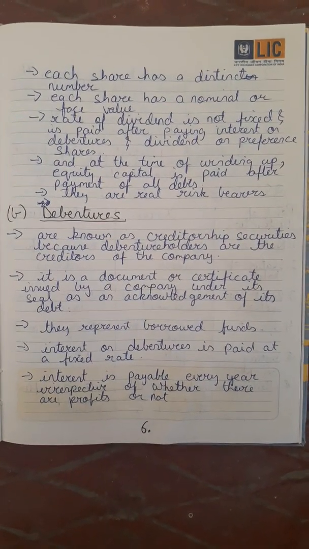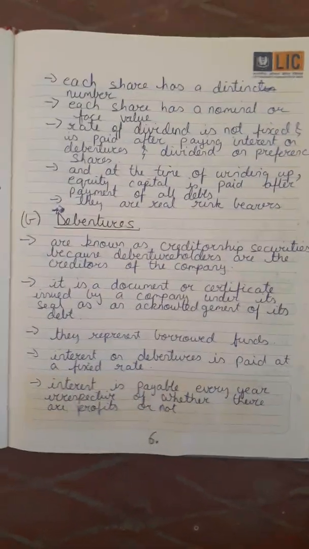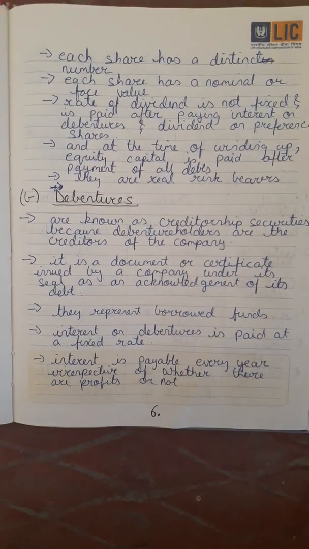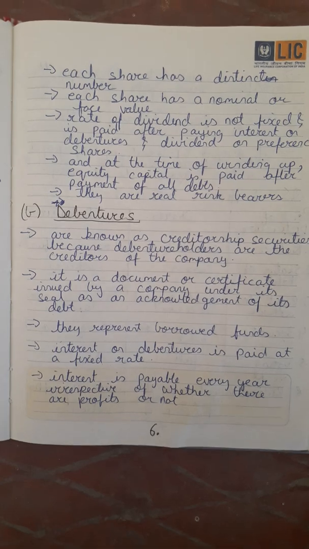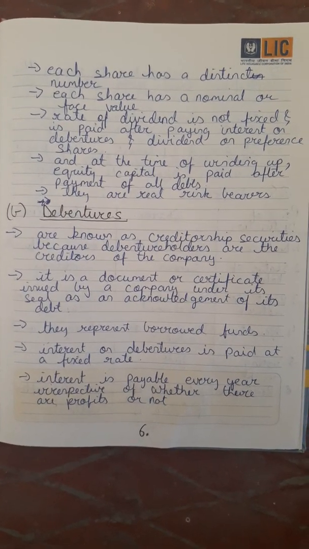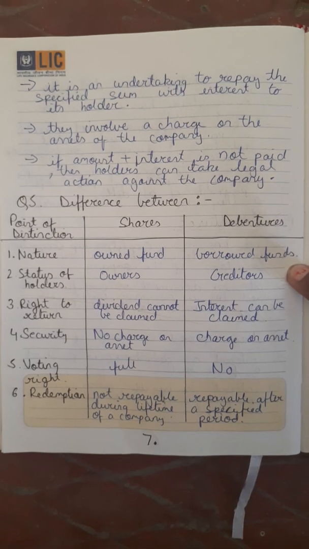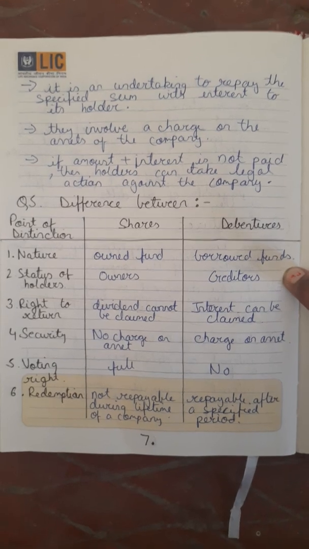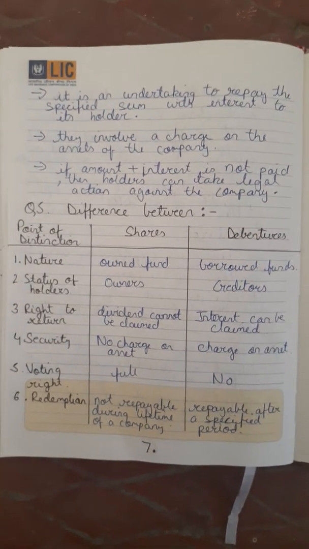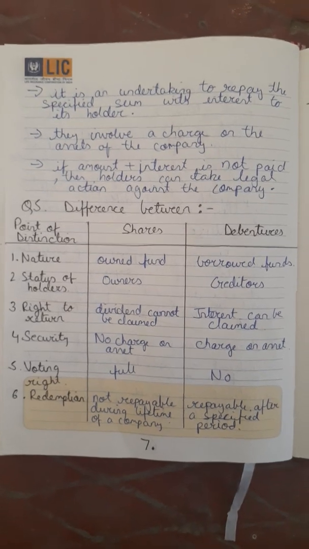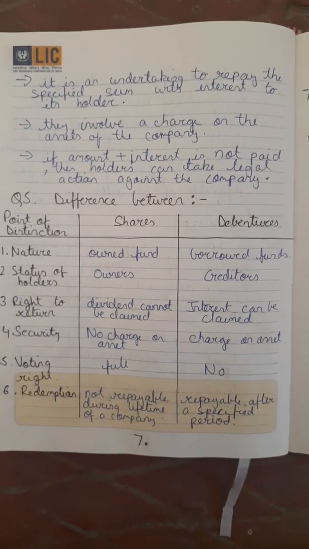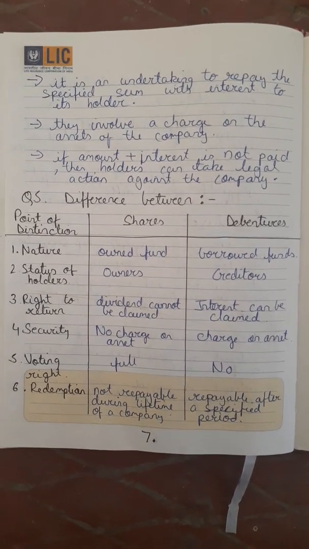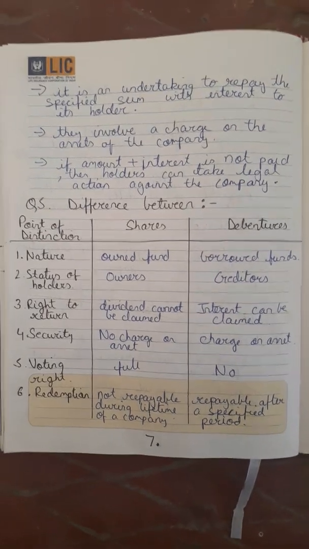The debenture holders who invest in the debentures of the company get interest on debentures at a fixed rate, and this interest is payable even if the company is incurring losses. Debenture holders have a charge on the assets of the company. In case the company fails to pay the amount along with the interest, then debenture holders can take legal action against the company. Now, what is the difference between shares and debentures?